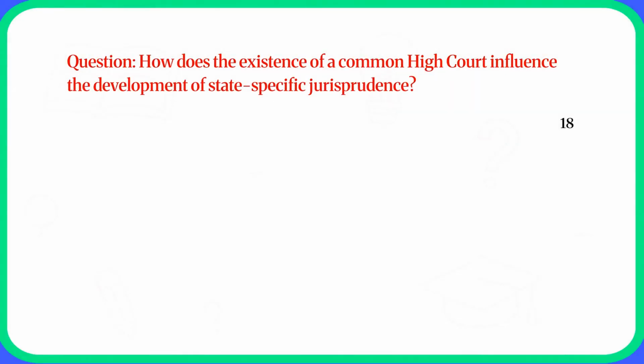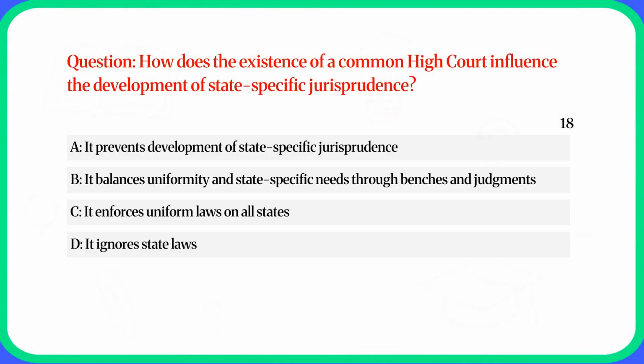Question: how does the existence of a common high court influence the development of state-specific jurisprudence? Answer: B. It balances uniformity and state-specific needs through benches and judgments.